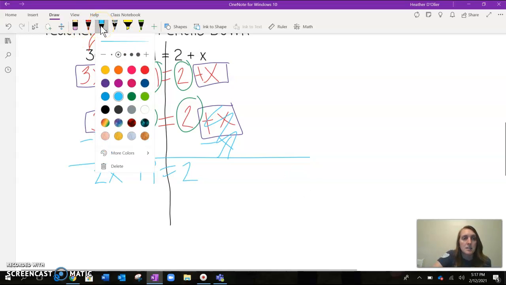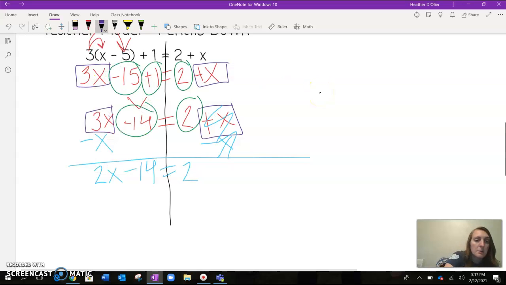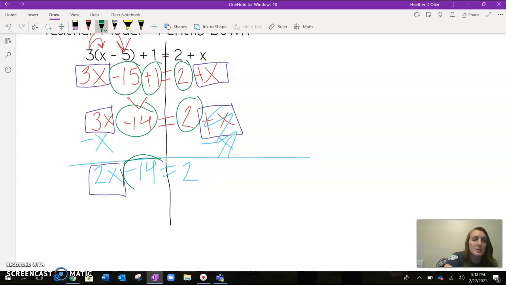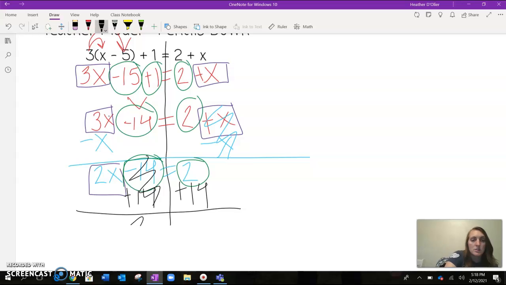But to keep it consistent, I'm still going to box my variable and circle my constants. So, whoops, I almost boxed it. Circle, circle. And then I've got to combine those constants together now. I do that by the inverse operation. So negative 14, I need to make it the opposite. So I'm going to do plus 14 to both sides. Because guess what? Now that's gone. And I have 2x equals 2 plus 14, which is 16.